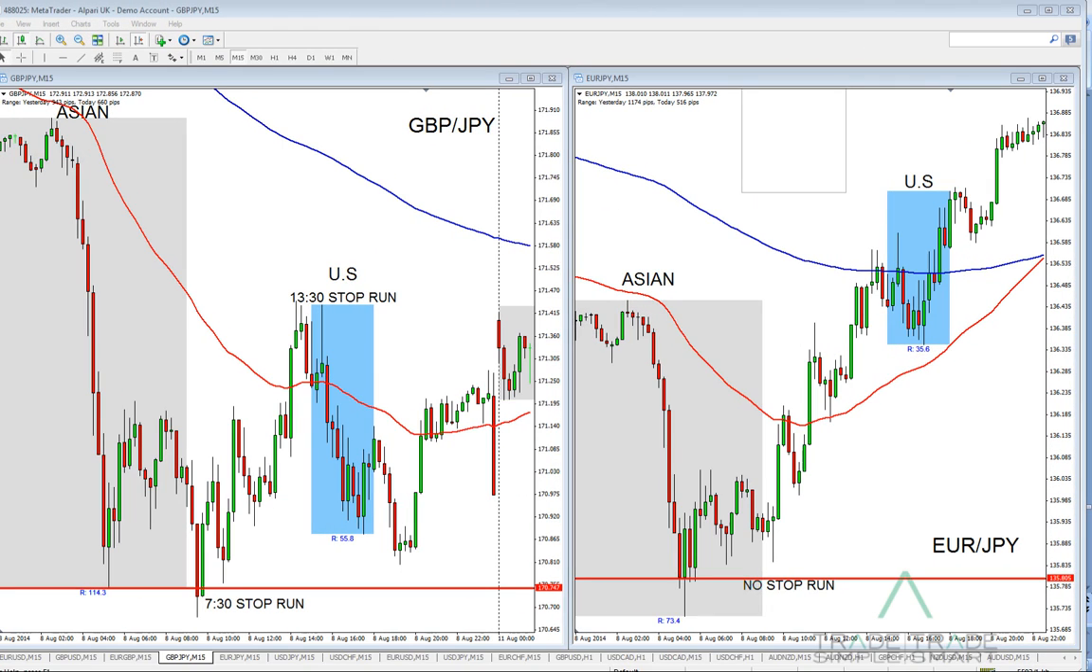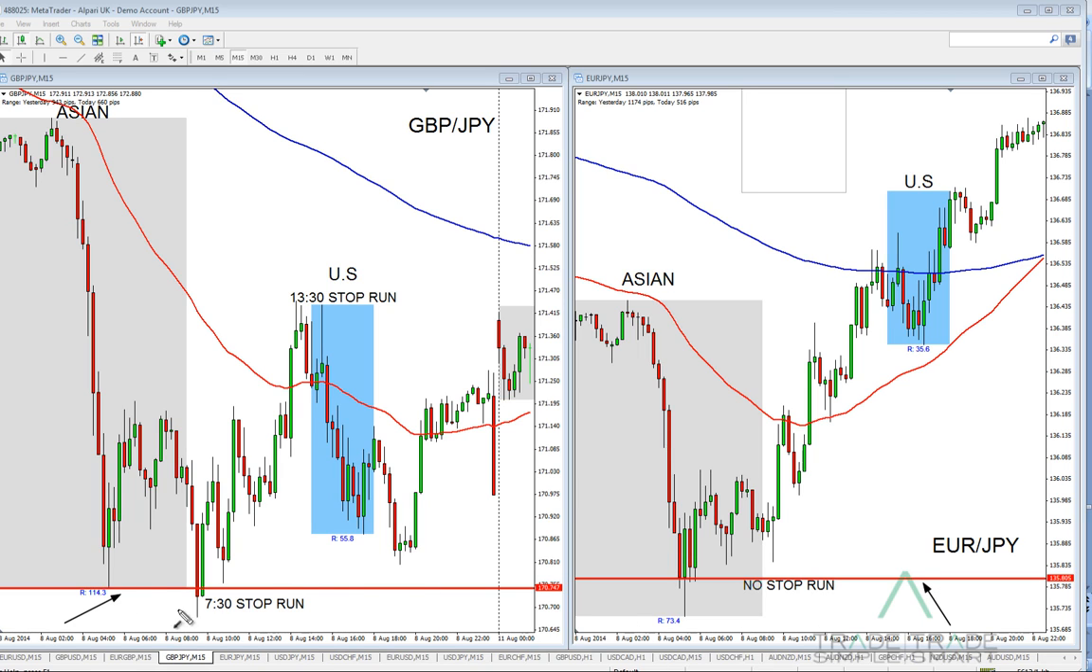In this next example, we're looking at another set of highly correlated pairs, and this is the sterling yen versus the euro yen. So we're looking for the exact same process as we did in the last example. We're simply going to be looking for the manipulation of retail orders at an identified level within a relatively narrow time frame.